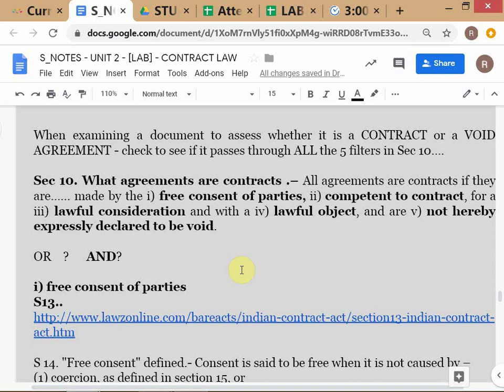Is this clear? Are you following? Yes? So what is the first filter? Free consent. Okay, free consent. There are two words to it, free and consent.